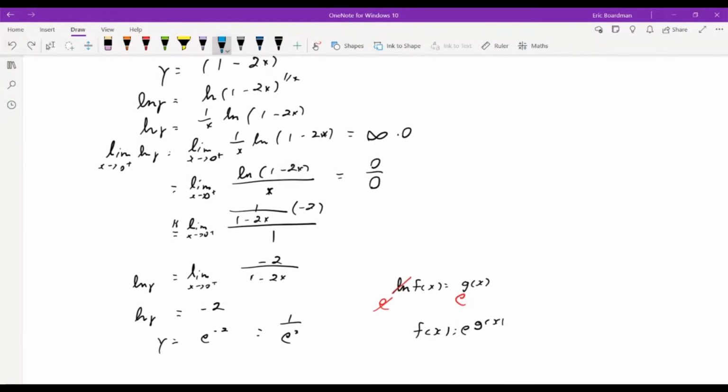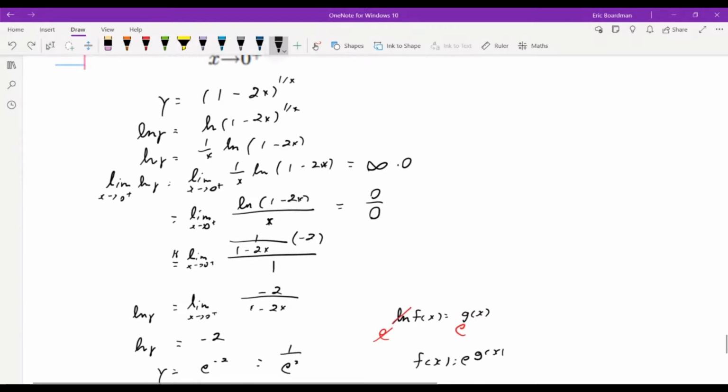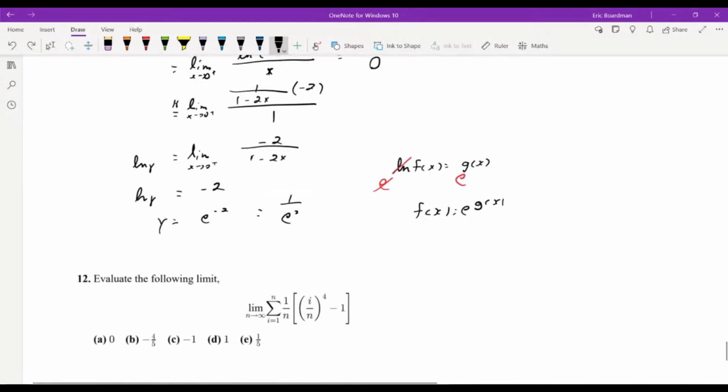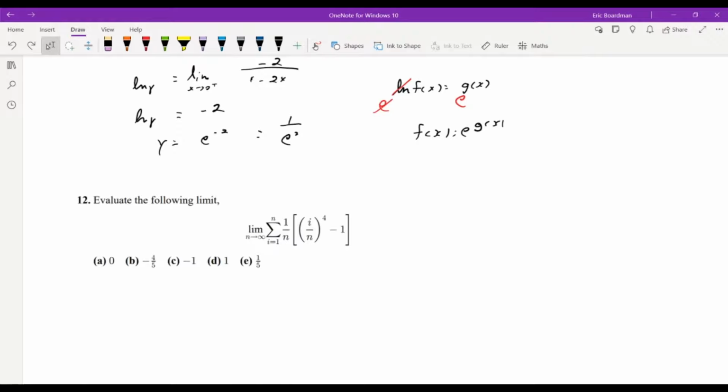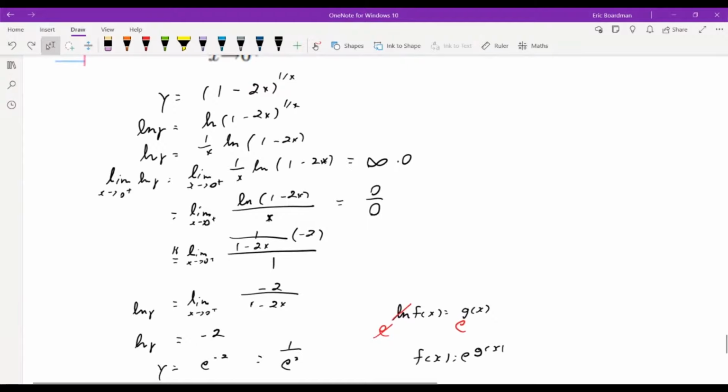I think you might be... Are you referring to right here? It's just because I took the derivative of the top and the bottom. So the derivative of natural log of 1 minus 2x is -2 over 1 minus 2x. So hopefully that makes sense. Yeah, because we just used L'Hopital's rule there. Because we had a 0 over 0 indeterminate form, so we could use L'Hopital's rule there.